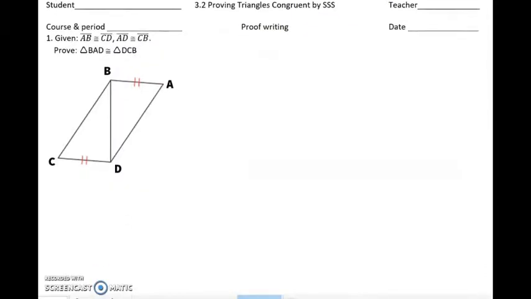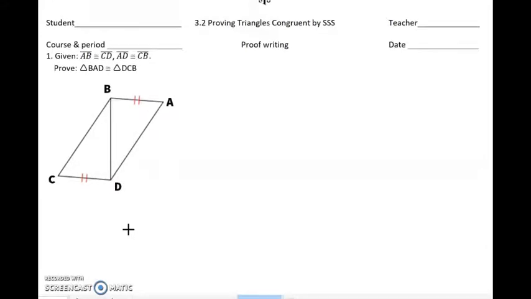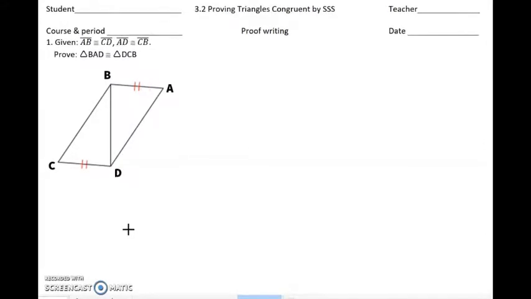So let's take a look at proving triangles congruent by side, side, side. If there's a correspondence such that 3 pairs of corresponding sides are congruent, then the triangles are considered congruent. Here we are given AB is congruent to CD, AD is congruent to CB, and we can use the reflexive property to say that BD is congruent to itself.